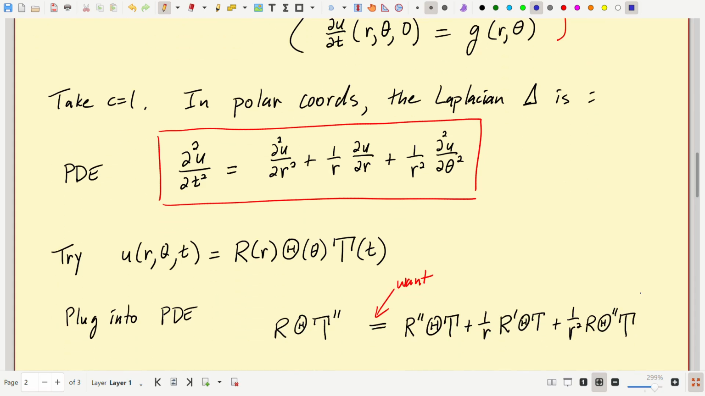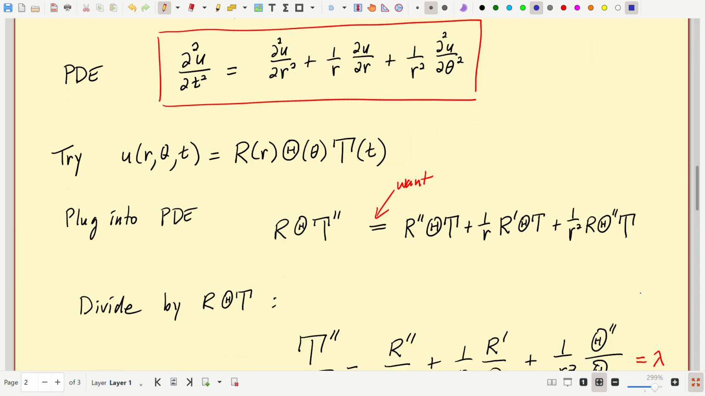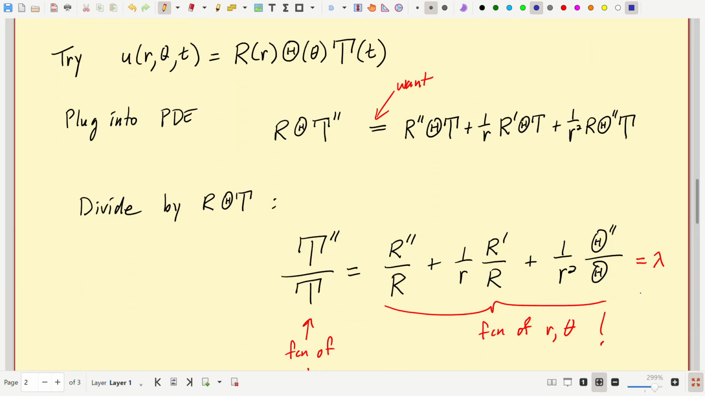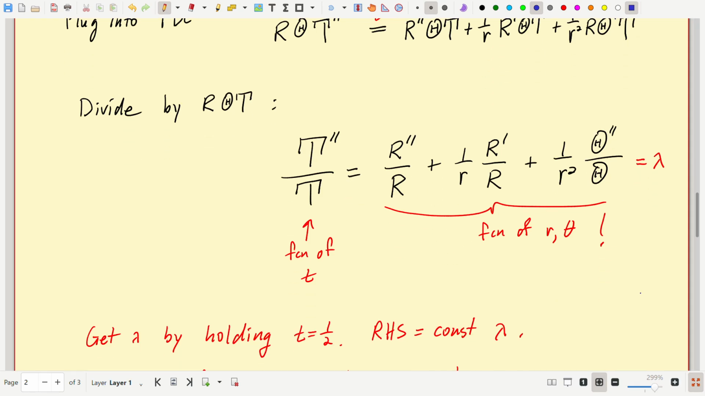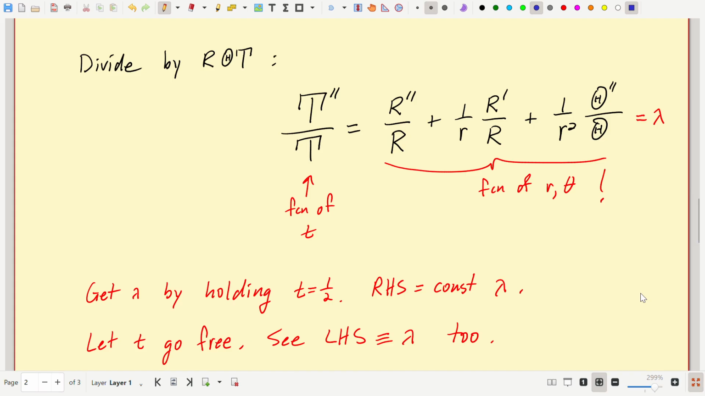I did separation of variables and plugged it into the PDE and played around and I could get a function of t all by itself on one side. And so I pulled all the t functions to one side and all the rest to the other. And then the same kind of reasoning we've done in the past, I fixed t and realized, okay, that thing on the right is a constant. And then once I know the thing on the right is a constant, I let t vary again and see that the function on the left of t is the same constant. Okay, I called that constant lambda.